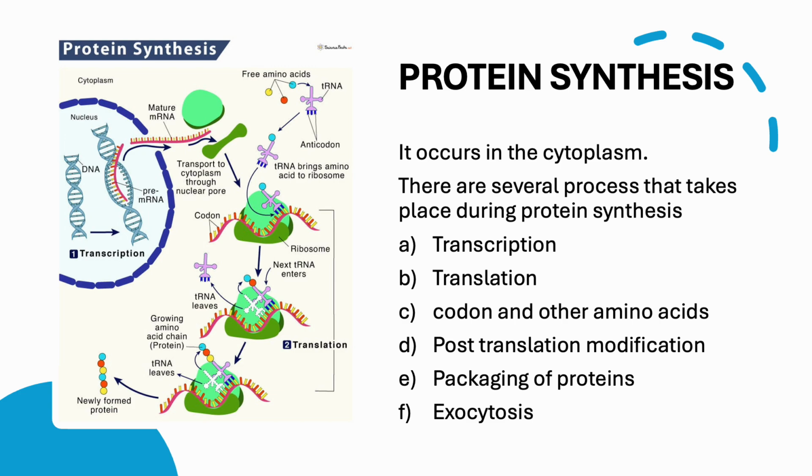Every stage is done. So after transcription, which is mRNA, for translation we'll need the ribosomes. Then for the post-translation modification, we'll need the Golgi apparatus and also the rough endoplasmic reticulum to help us here. Exocytosis will be done with the transport vesicles.